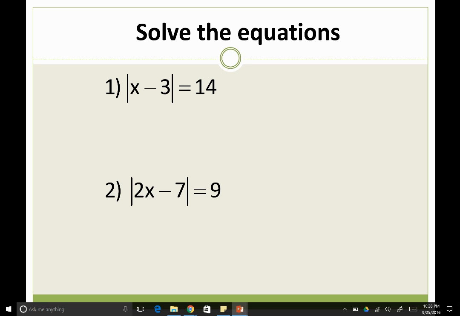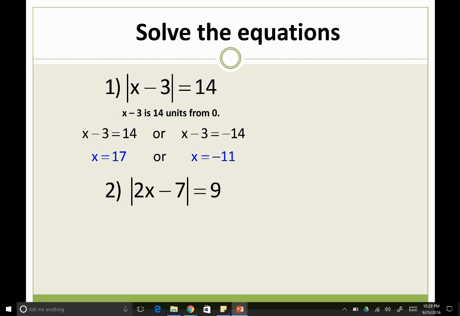All right, so let's take a look here. So number one is saying x minus 3 is 14 units from 0. All right, hopefully we thought about that. What is it saying to us? So that means x minus 3 can go to the right to positive 14, or it can go to the left to negative 14. And then I solve the equations and get my solutions.